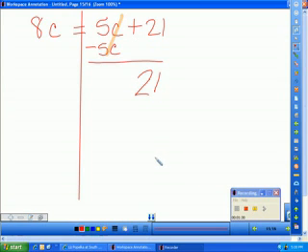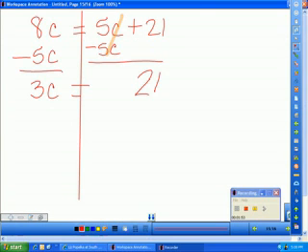Hopefully you do recall also that when you solve an equation, whatever you do to one side of the equation, in this case, subtracting 5c, you have to do the same thing over here, or else your equation will not be balanced. 8c minus 5c is 3c. So we have now met our first goal of getting our equation so that we only have one variable.